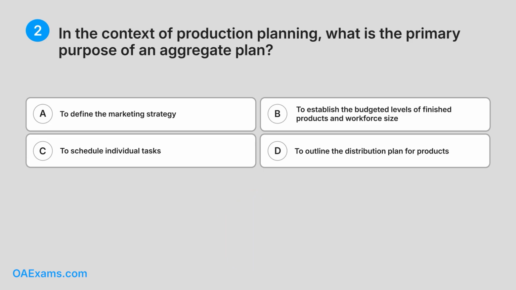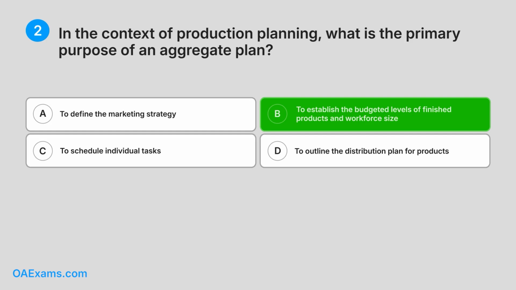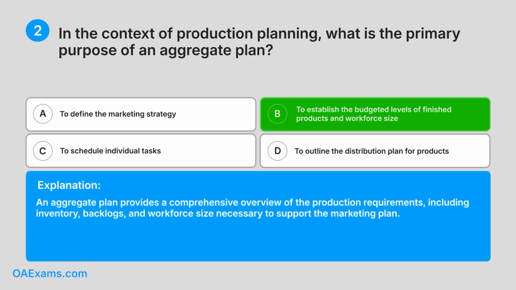Correct answer. B. To establish the budgeted levels of finished products and workforce size. Explanation. An aggregate plan provides a comprehensive overview of the production requirements, including inventory, backlogs, and workforce size necessary to support the marketing plan. 3.